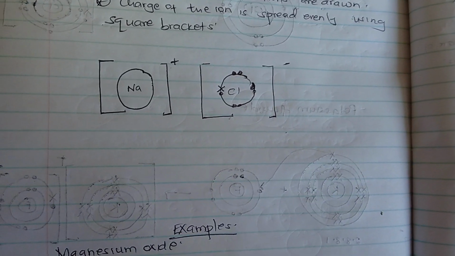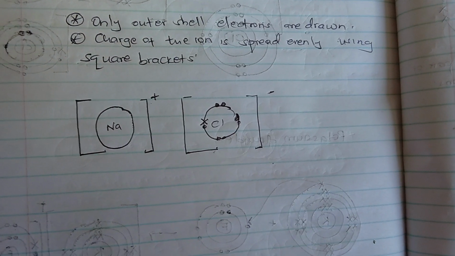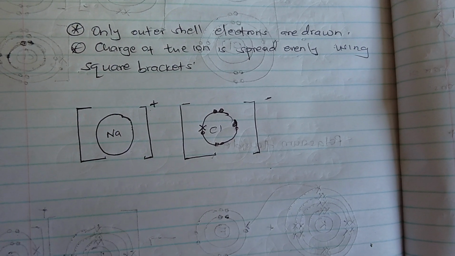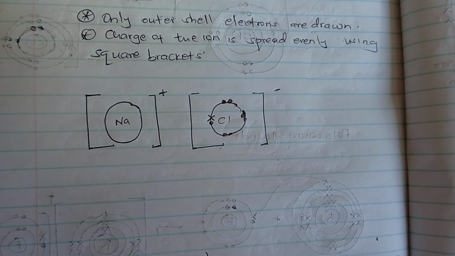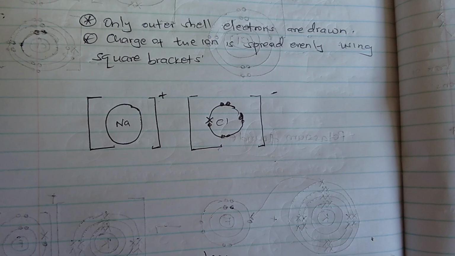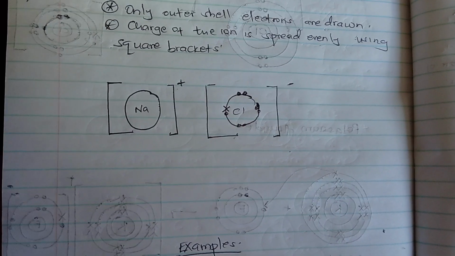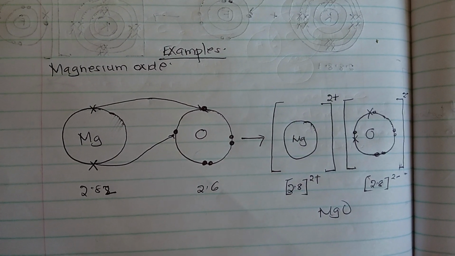This is an example of sodium chloride, drawing only the outer shell of sodium and the outer shell of chlorine. The outer shell of sodium is empty because it has already lost 1 electron, and the one for chlorine has 1 extra electron. So those are examples of dot and cross diagrams.